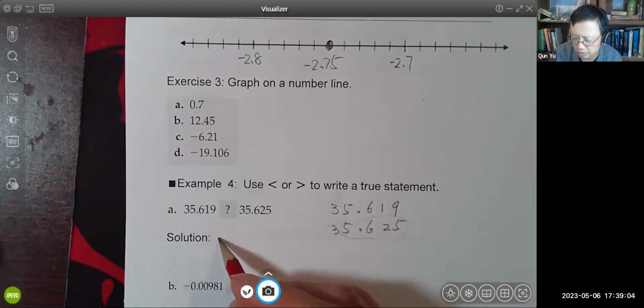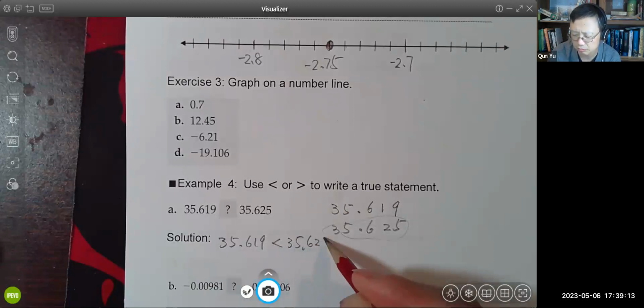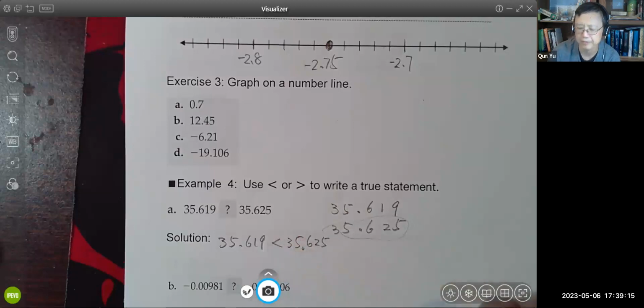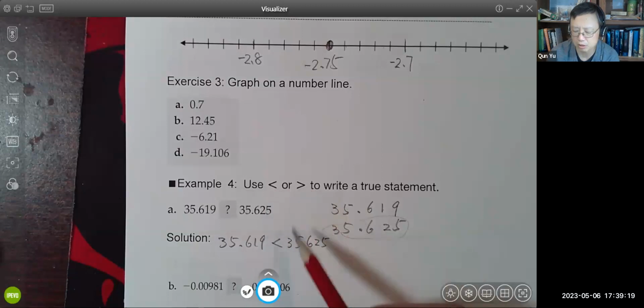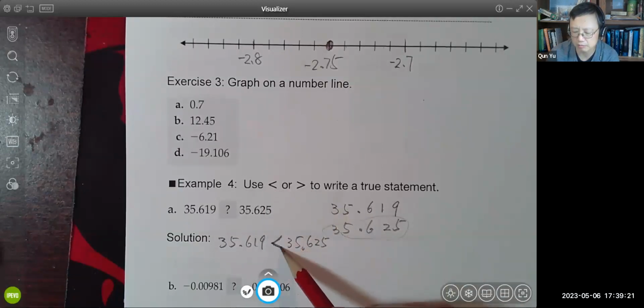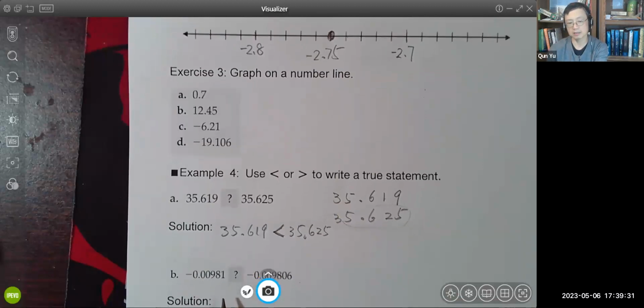So how do we write that? 35.619 is smaller than 35.625. And when we use these inequality symbols, the opening of the symbol always faces the bigger number. So that's why we write it this way, smaller than 35.625. Now let's look at this next example.